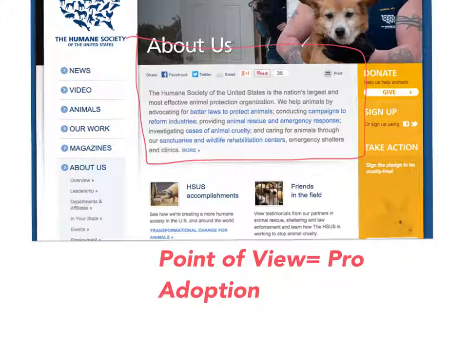We help animals by advocating for better laws to protect animals, conducting campaigns to reform industries, providing animal rescue and emergency response, investigating cases of animal cruelty, and caring for animals through our sanctuaries and wildlife rehabilitation centers, emergency shelters, and clinics. So what I could take from this is they are pro-animal, pro-protecting animals. That probably means they're going to be pro-adoption and negative toward buying a puppy. And I'm not saying there's anything wrong with that point of view. I'm just saying I might not be getting the full picture on my options of where to buy a dog.